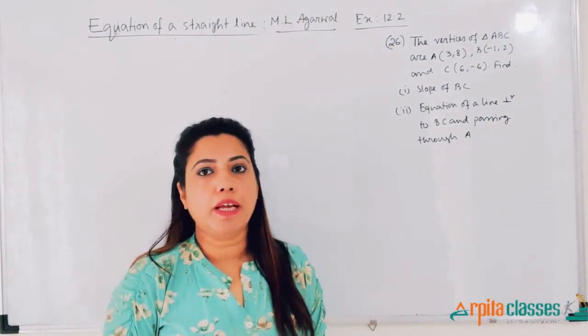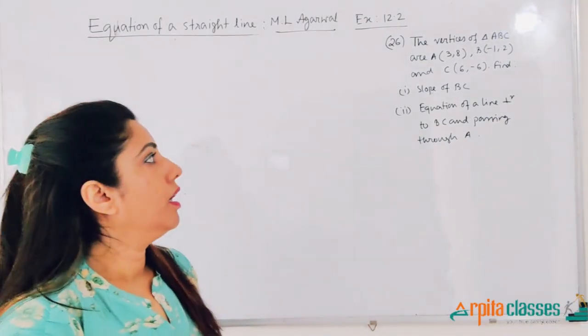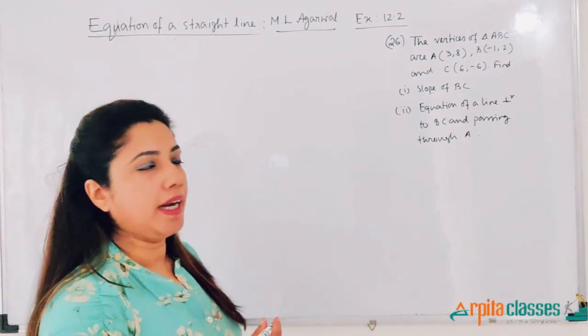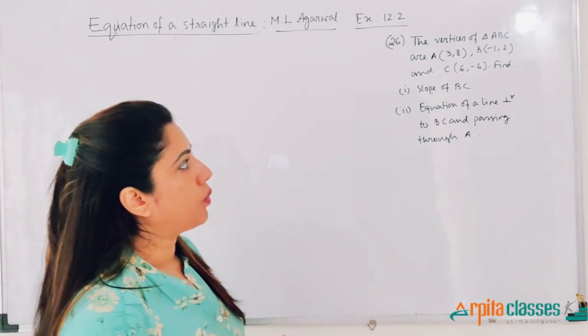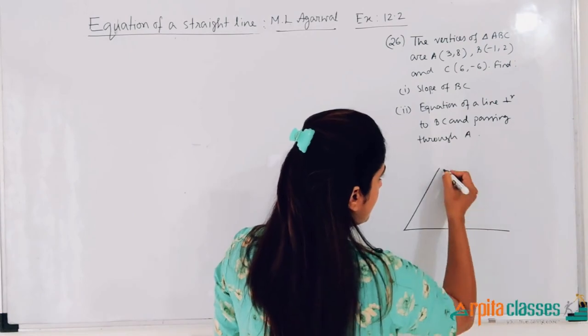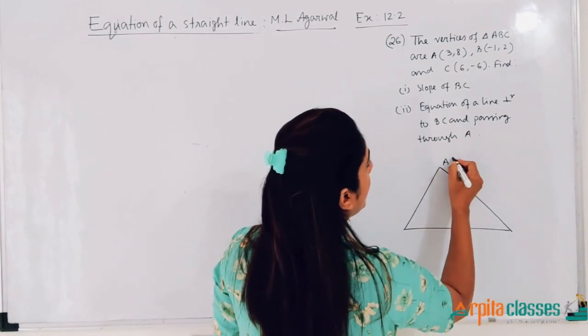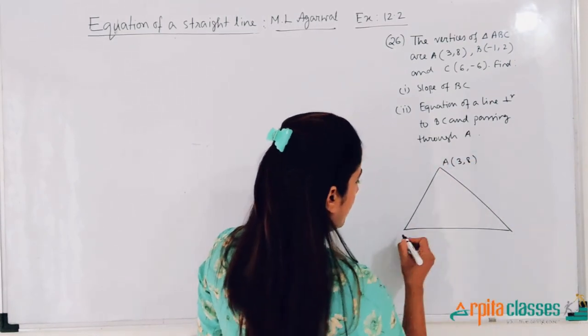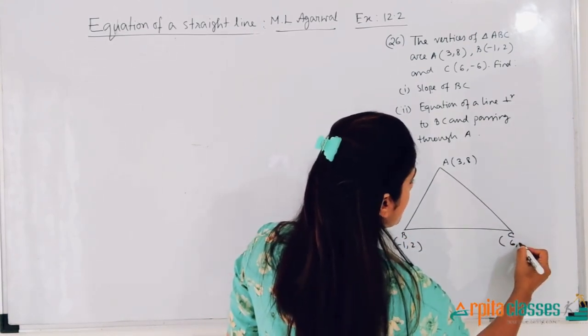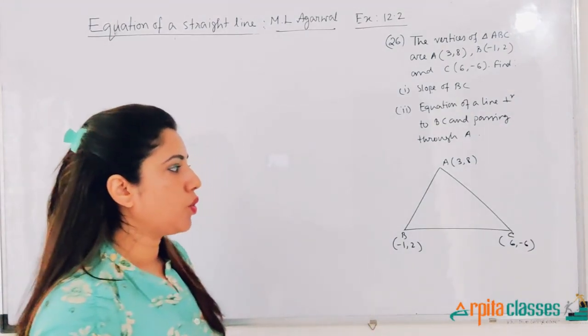Let us proceed towards the next question, question number 26. The vertices of a triangle ABC are A (3, 8), B (minus 1, 2) and C (6, minus 6). Let us draw a rough diagram. This is a triangle where A is (3, 8), B is (minus 1, 2) and C is (6, minus 6). Find the slope of BC.